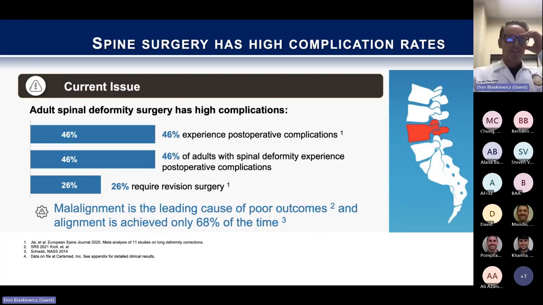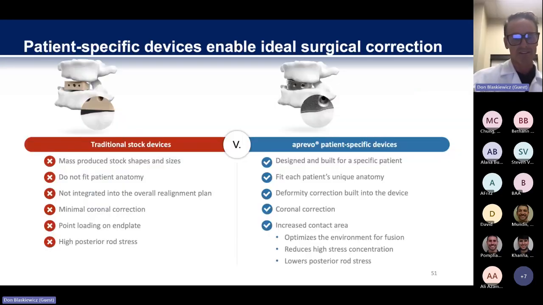So we know that 40% of adult spinal deformity surgery has high complications, up to 46%, and 26% require revision surgery. And malalignment is the leading cause of poor outcomes, and alignment is achieved only 68% of the time.